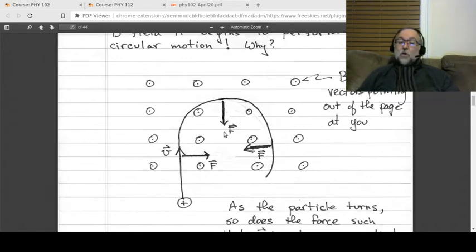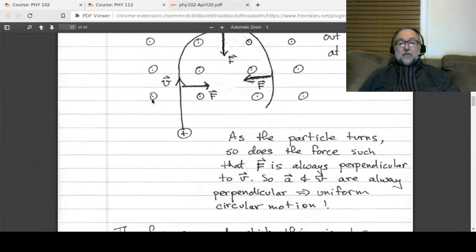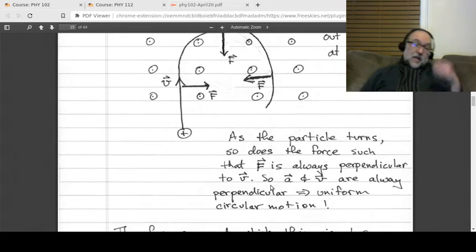And so the force is always perpendicular to the velocity, and that makes it turn. The force will always point towards the center of uniform circular motion. So that's what happens when charged particles enter magnetic fields. They undergo uniform circular motion. And the force is always perpendicular to v, so the acceleration is always perpendicular to v.